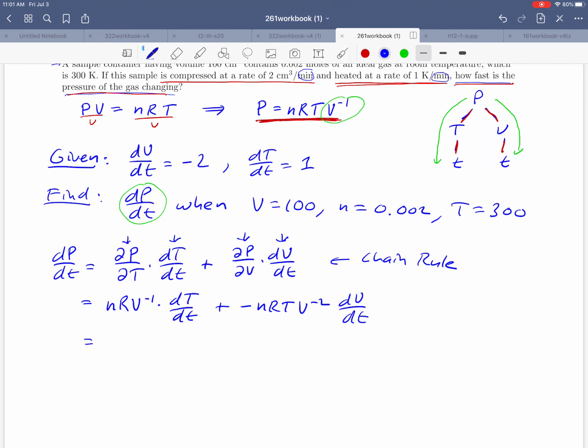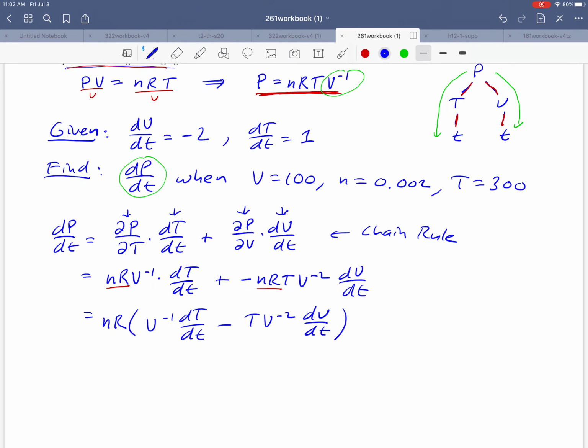Okay, and at this point, we're ready to start substituting things in. We're hoping to get a number out of all of this. Just to make it easier to substitute stuff in, notice that there's an nR in all of these terms. So I'm going to do one algebraic step before we start substituting numbers in. I'm going to factor that nR out. Okay, and if you do that, factor it out of both of these terms, you're going to get this.